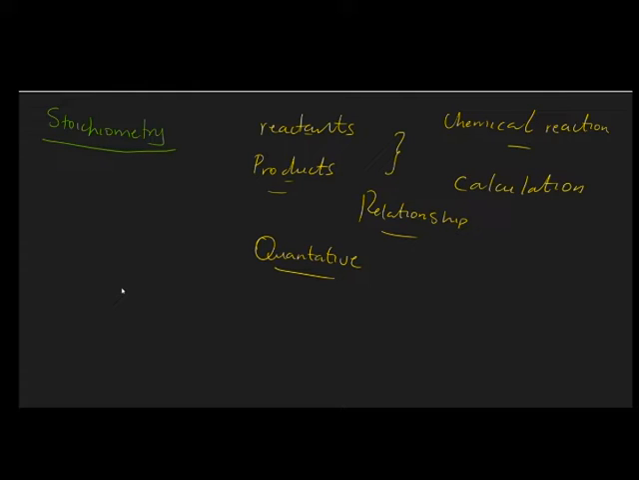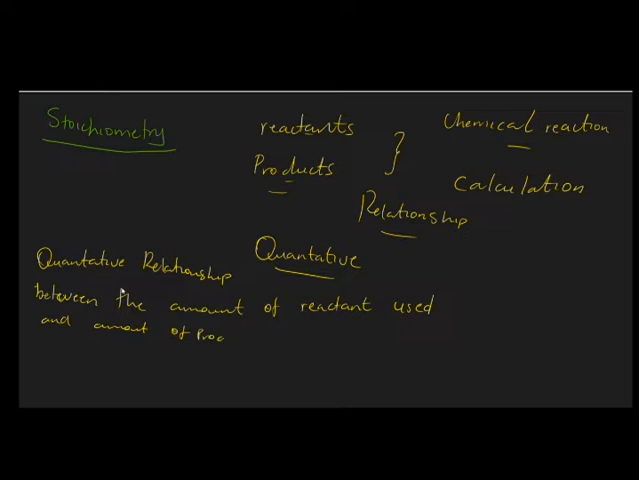So we are saying it's a quantitative relationship that is done between the amount of reactants used and the amount of products formed by a chemical reaction. So there has to be a chemical reaction for this, right?